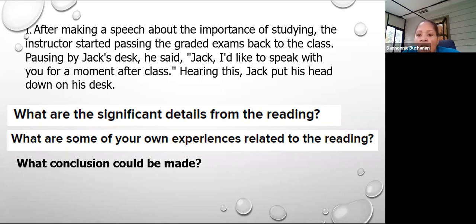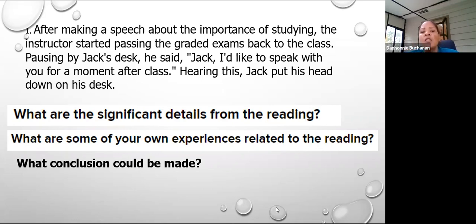Okay, the importance of studying, grades were given out. The teacher asked to speak to Jack. Okay. Passed graded exams, the instructor wanted to talk to Jack. Jack put his head down, perfect. Instructor passed out graded exams. Teacher telling Jack he needs to speak with him. Words of studying, grades, past grades, back exams, and speak to Jack.